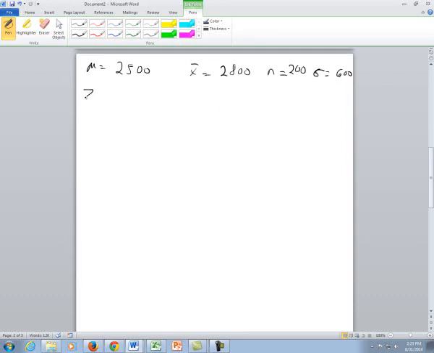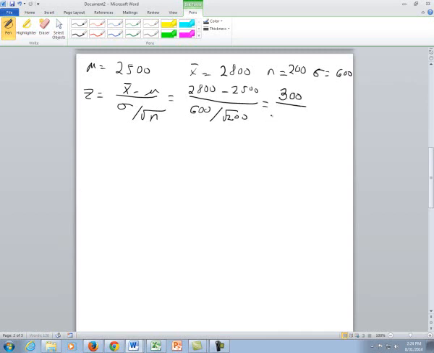So remember, we're running a z-test, and our formula for that is x bar minus mu divided by sigma over the square root of n. Let's plug in all of our relevant info. We're going to have 2,800 minus 2,500 divided by 600 over the square root of 200. So now all we got to do is solve it. So we're going to have 300 divided by 600 over the square root of 200.